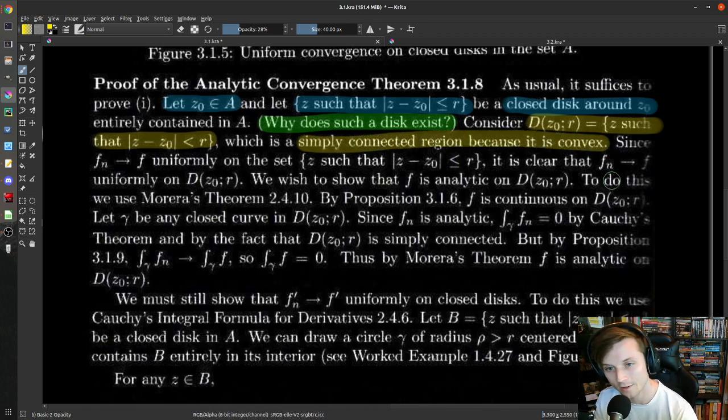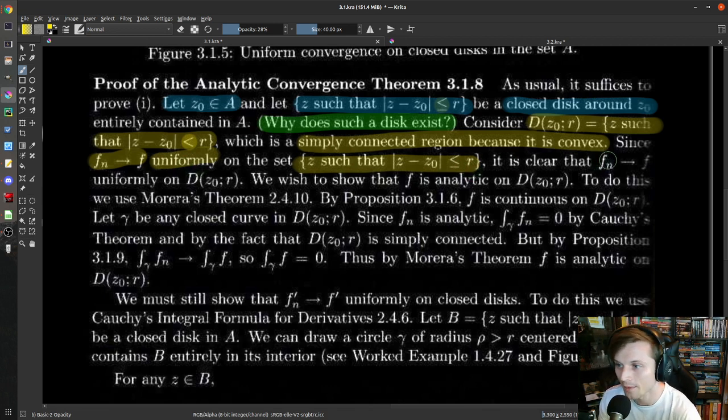Okay, convex. And in this case, if we look at this strict less than instead of this less than or equal to up here, then we definitely get a region. It's an open connected set, and in fact, it's simply connected. Okay, so since Fn converges to F uniformly, the sequence of functions converges uniformly on this disk, on the closed disk. Well, why does it do that? Since it's entirely contained in A, of course it converges there since it converges in A. And it converges uniformly on both.